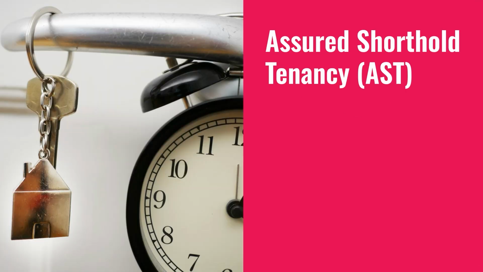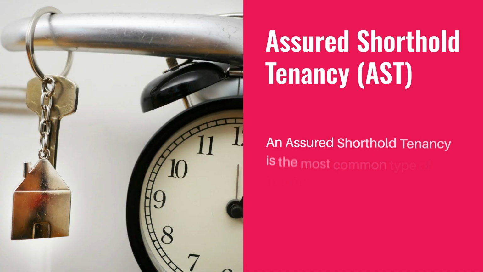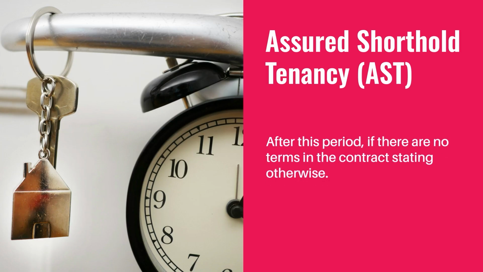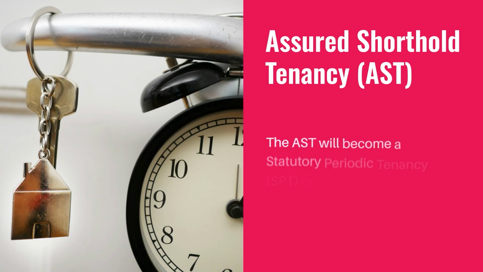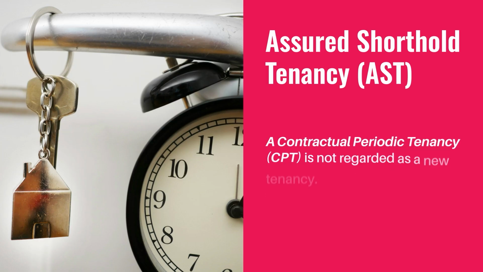An assured short-hold tenancy, AST, is the most common type of tenancy, which usually starts with a fixed term of 6 or 12 months. After this period, if there are no terms in the contract stating otherwise, the AST will become a statutory periodic tenancy, SPT. This means it runs exactly the same as before, but as on a rolling month-by-month contract, it is deemed as a new tenancy. If there is a clause within the tenancy agreement, it will run as a contractual periodic tenancy, CPT, but is not regarded as a new tenancy.